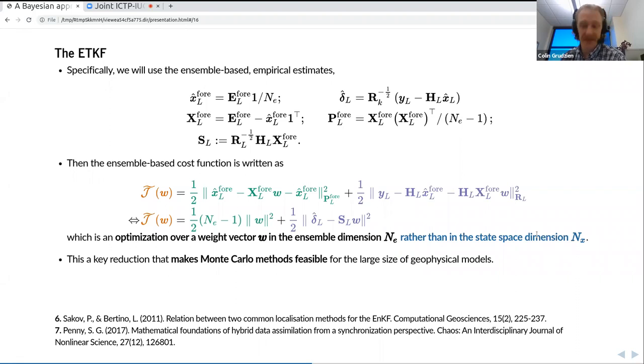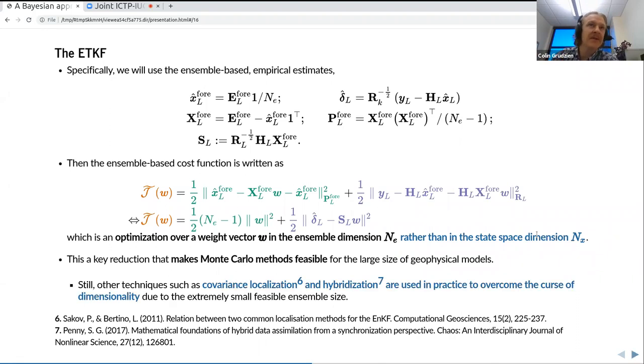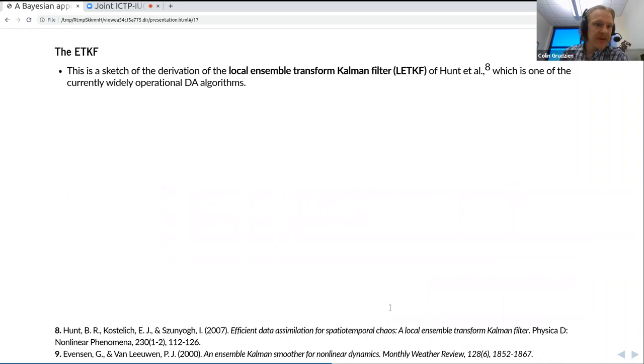where this is a key reduction that makes Monte Carlo methods like this feasible for the large size of geophysical models. But we want to note there's a big qualifier on that: covariance localization and covariance hybridization especially are what are used in practice to overcome the curse of dimensionality due to the extremely small feasible ensemble size. So this is just a sketch of the derivation of the LETKF of Hunt and others, which is one of the widely used operational DA algorithms for short-range weather prediction.